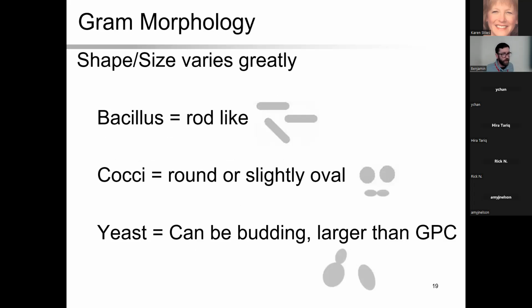So here's our morphology. We've got the bacillus, the rod-like: gram-negative rods, gram-positive rods. Cocci are going to be round or slightly oval. They'll be small, and yeast can have this little bud on here. They'll be kind of round and oval, but they'll be obviously larger than your cocci.